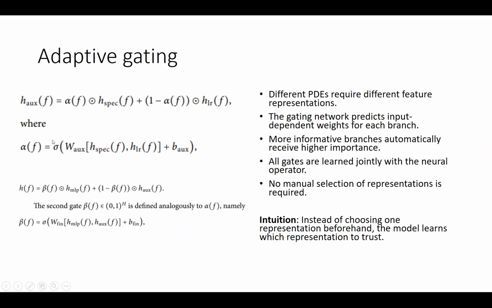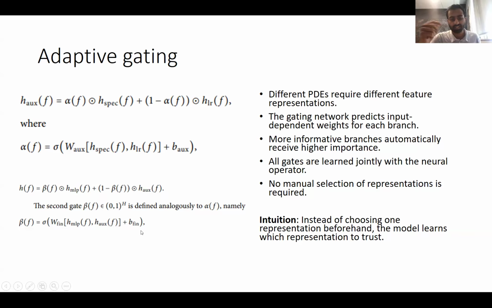After training, they just multiply the H_L branch and the H_spec branch. And after that, we have a_ux that is used in a second gate.